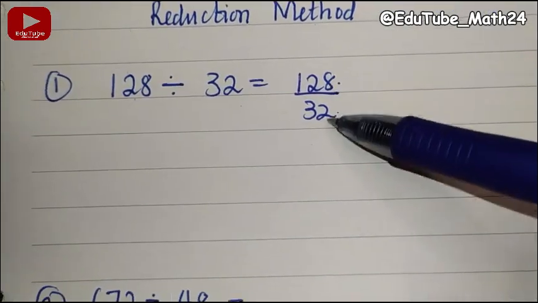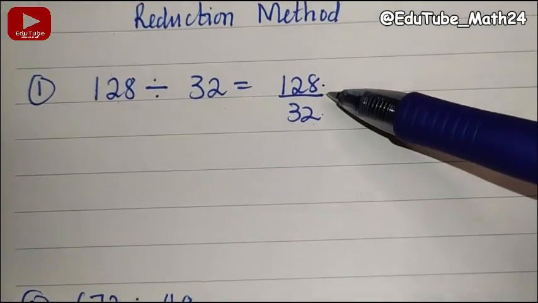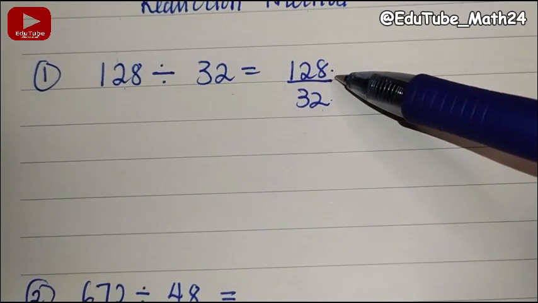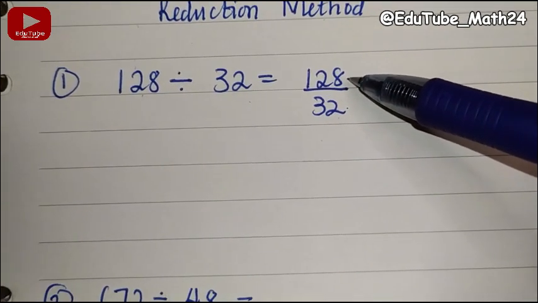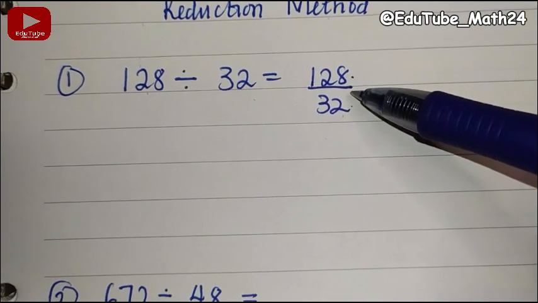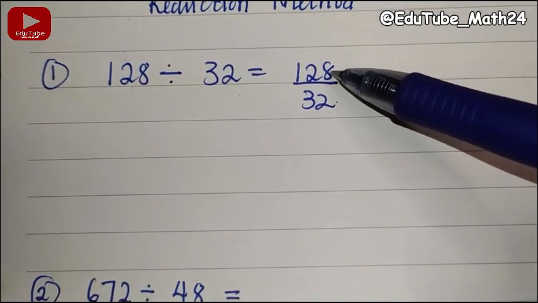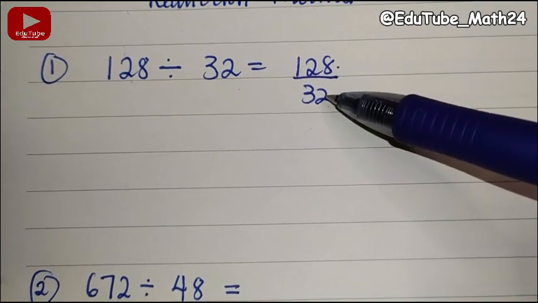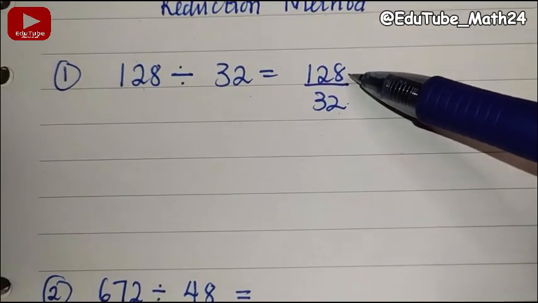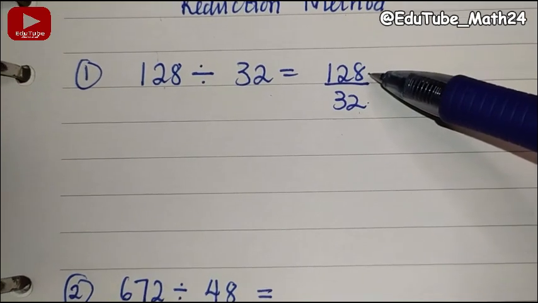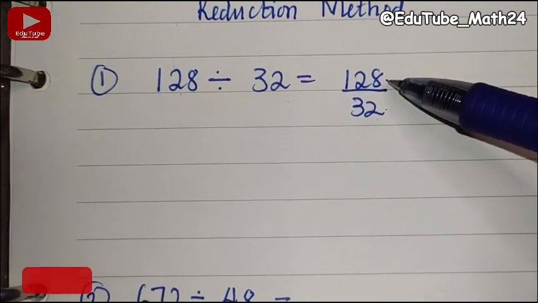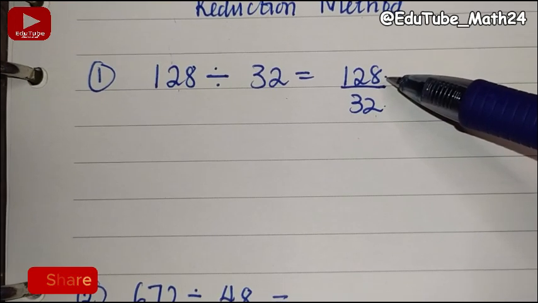Now to divide the two numbers using reduction method, the first thing we'll need to consider is their common factor. What's a common factor? A common factor is a number that can divide the two numbers both at the same time. So what's the common factor of 128 and 32? The common factor could be 2 and it could be any other number. But I advise you that you always start from the most famous prime number, which is 2.